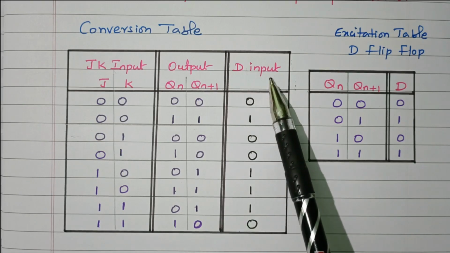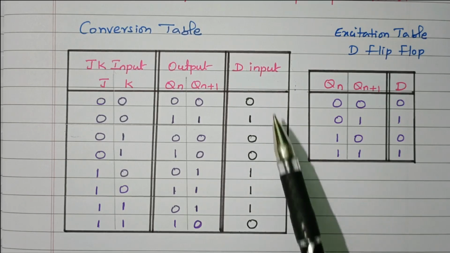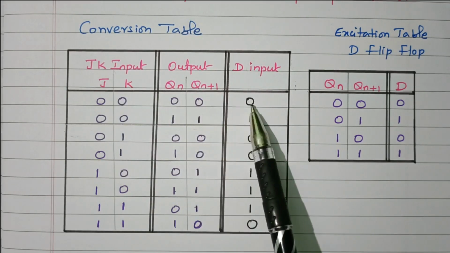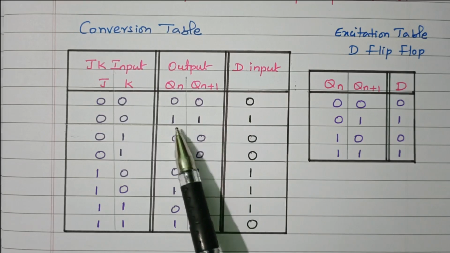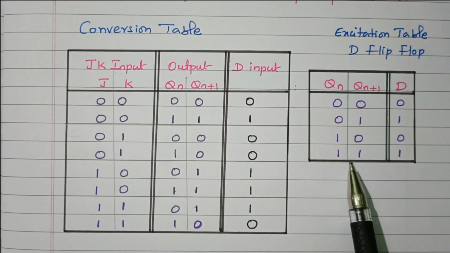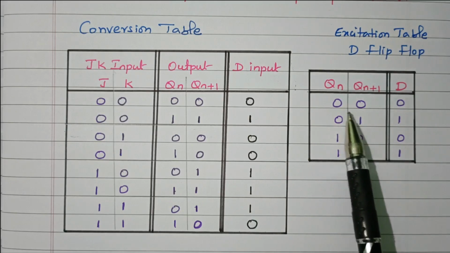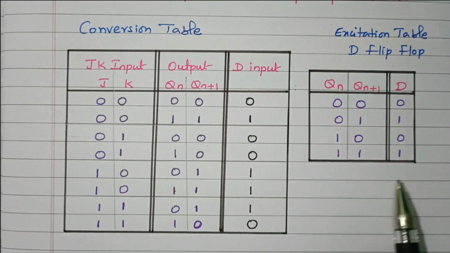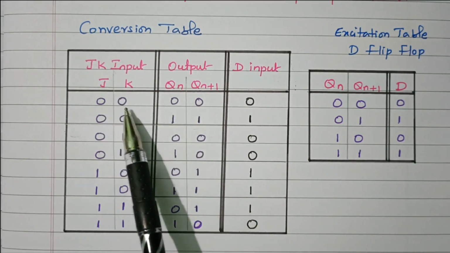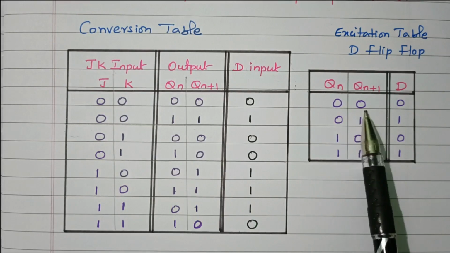Based on that we need to decide the D input, the D flip-flop input. By giving the proper D flip-flop input, the D flip-flop will be converted into a JK flip-flop. Right. For 0 0 0, what is the input? Or for present state 1 and next state 1, what is the input we need to decide? That can be done by the excitation table of the D flip-flop. What is an excitation table? From the output we are checking the input. In a truth table, from the input we check what the output is. J input, K input, Qn, what is the output? That is the truth table. The excitation table works from the output.